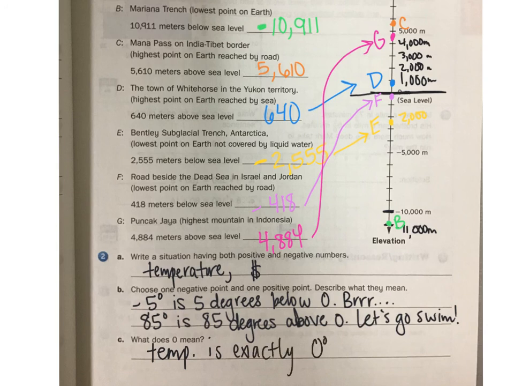Sorry guys, this screen protector makes my handwriting so sloppy. Okay, so I don't know why I put a Celsius there. We usually use Fahrenheit. Okay, but the temperature is exactly 0, so we don't go above or below. We stay exactly at 0.